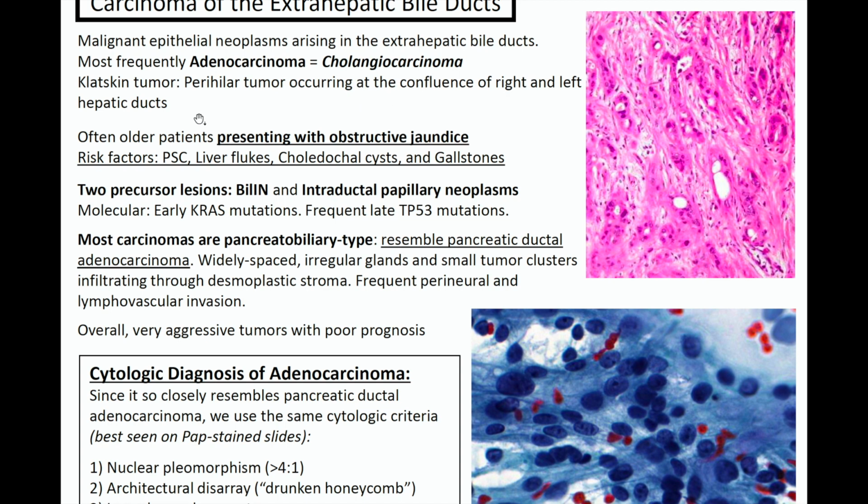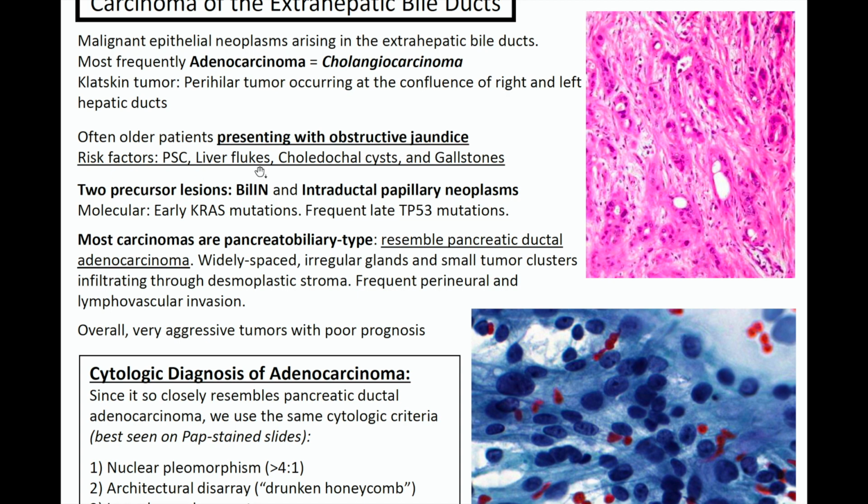Risk factors include primary sclerosing cholangitis, liver flukes, choledochal cysts, and gallstones. There are two precursor lesions to carcinomas of the extrahepatic bile ducts, and that is BilIN and intraductal papillary neoplasms, both of which we've already reviewed. And the molecular profile for carcinoma of the extrahepatic bile ducts is early KRAS mutations and frequent late TP53 mutations.